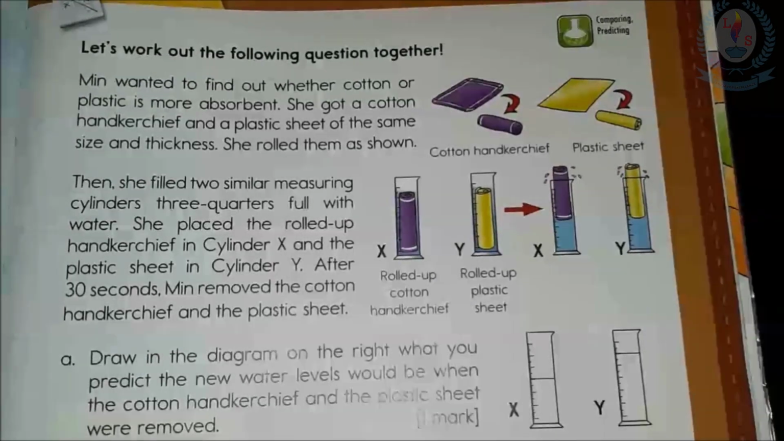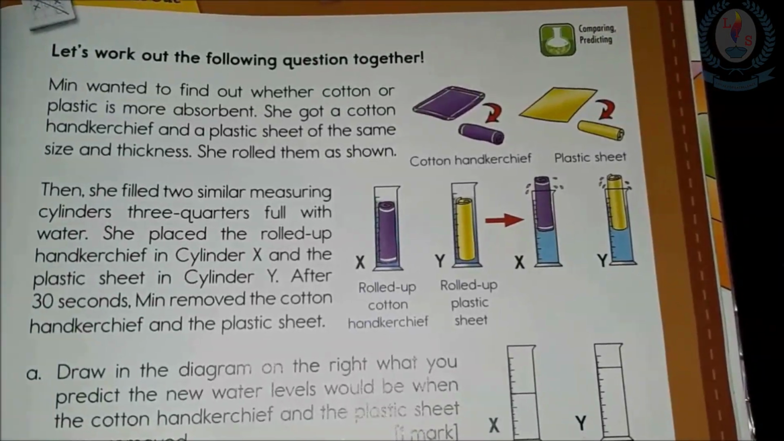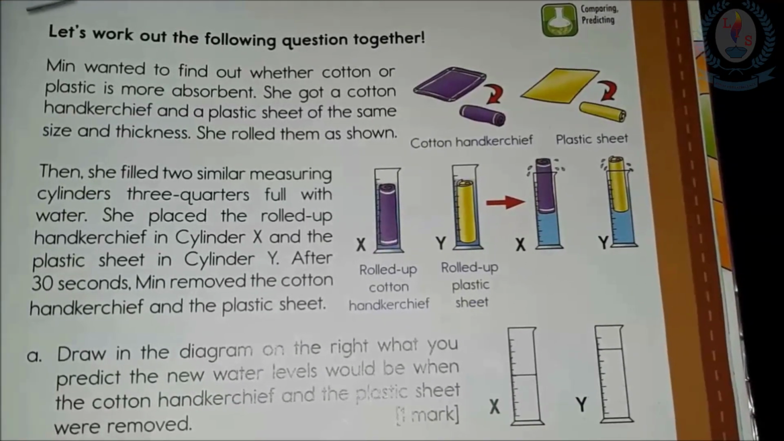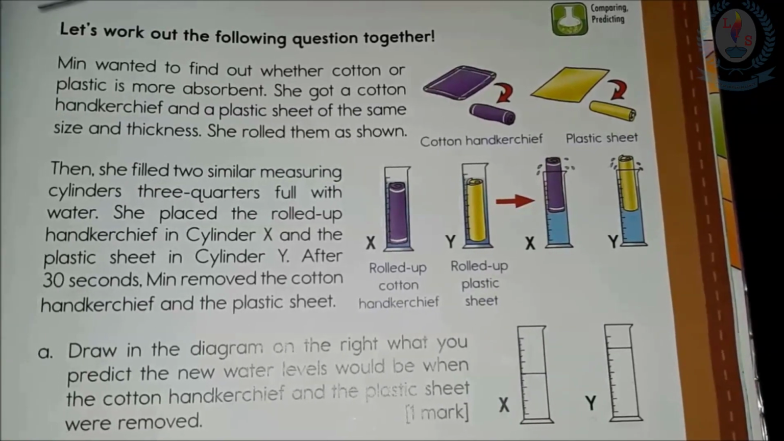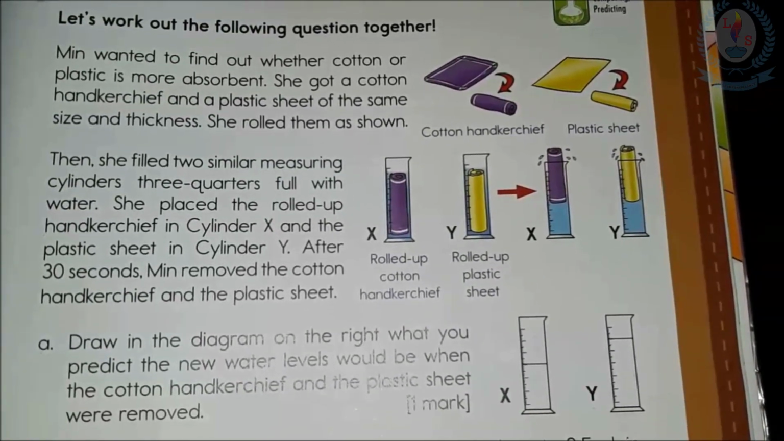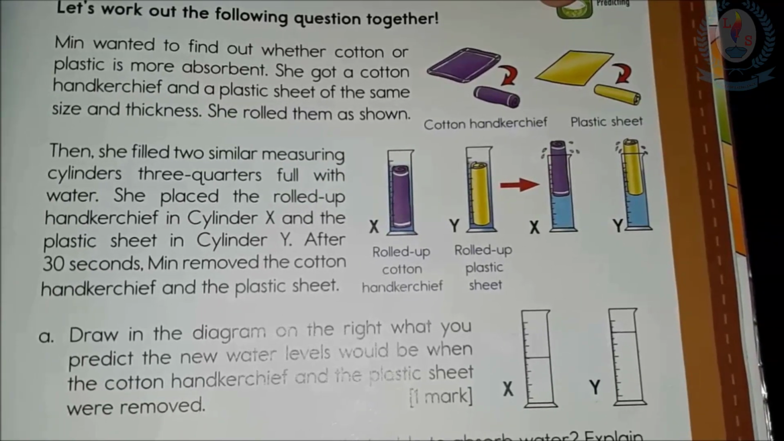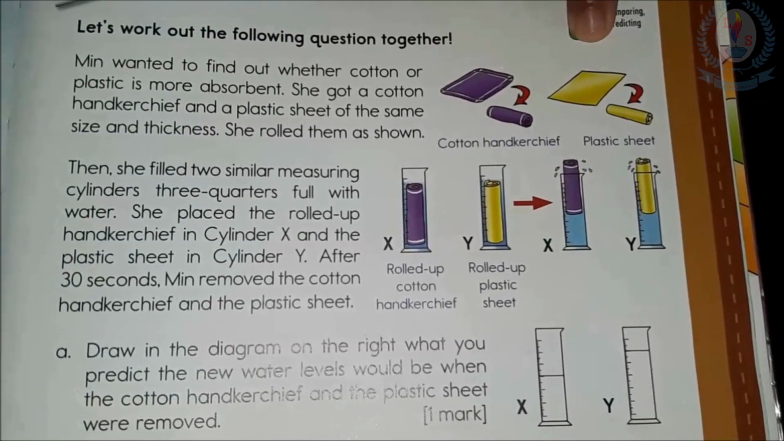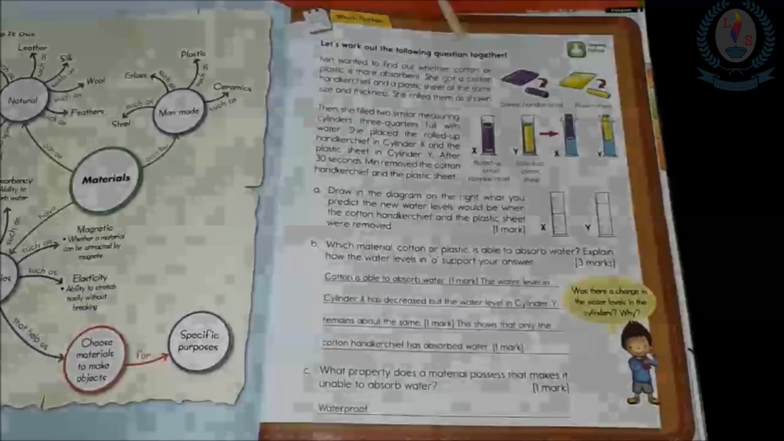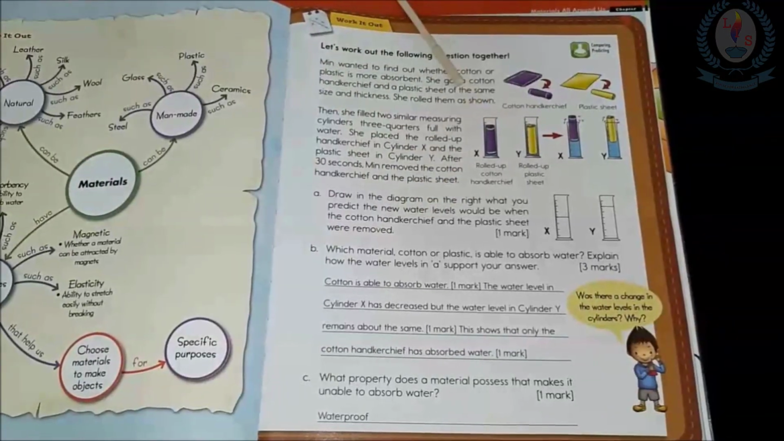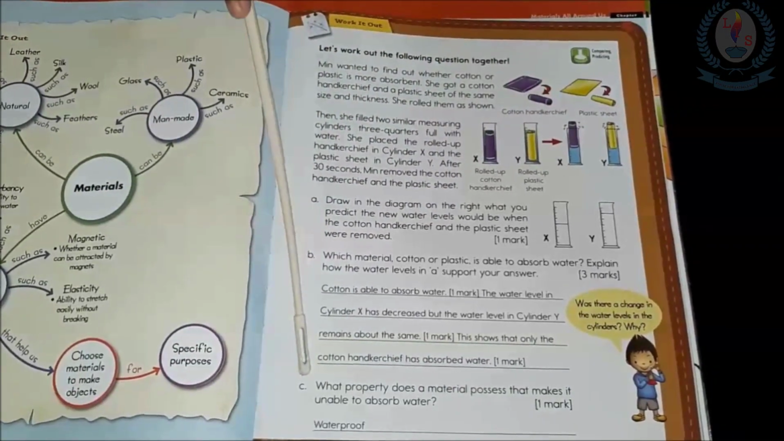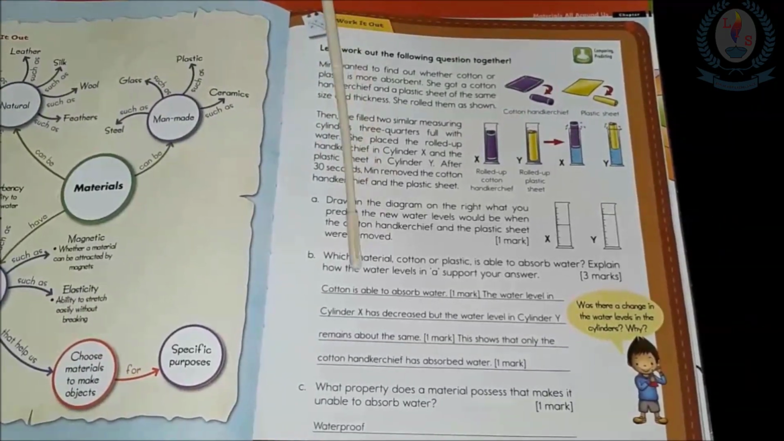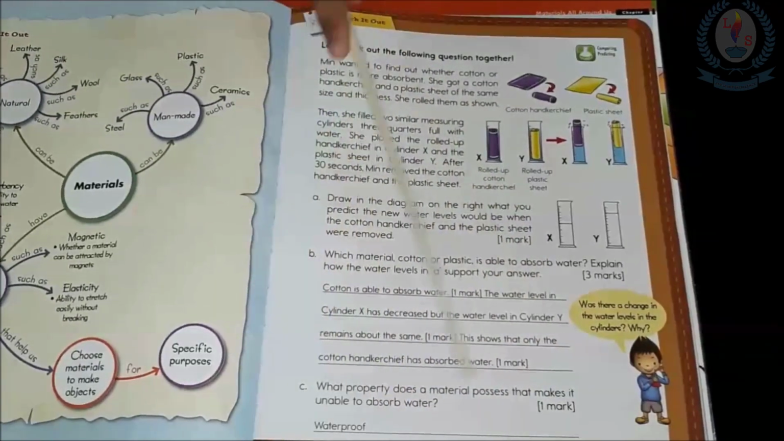There is an experiment given on page number 150. We did a similar test before on page 103. Here we test the absorbency of two materials. Here too we have taken a cotton handkerchief and a plastic sheet. Read the question and answer on a separate paper. After that, compare your answers with the answers given in the textbook.